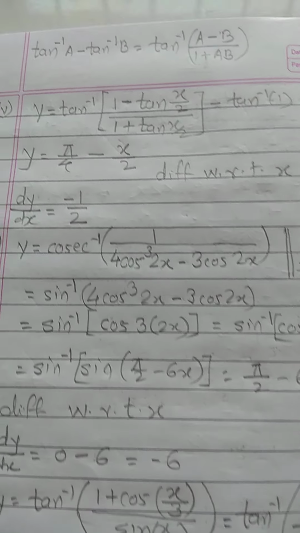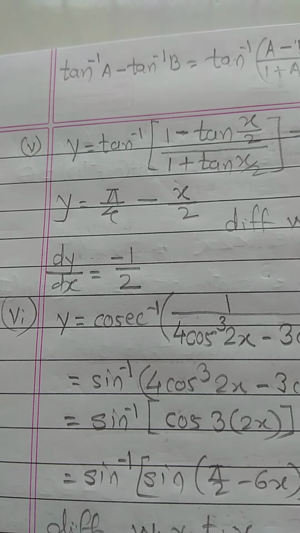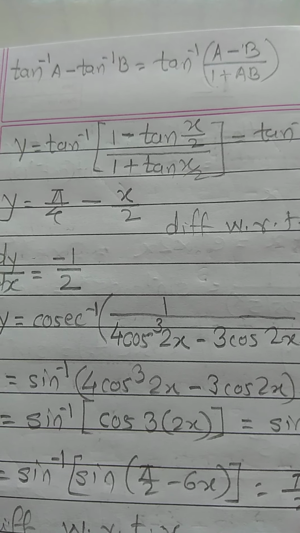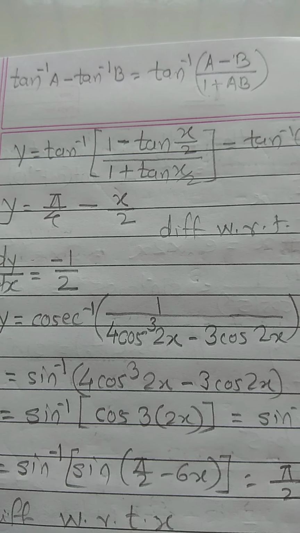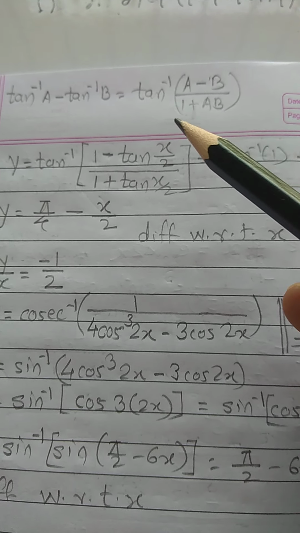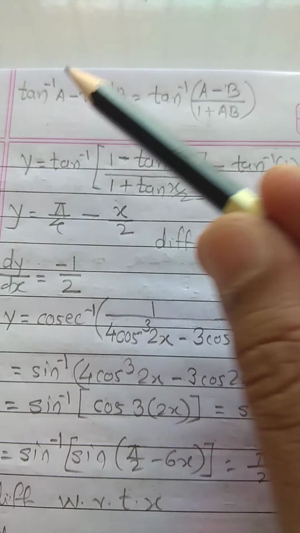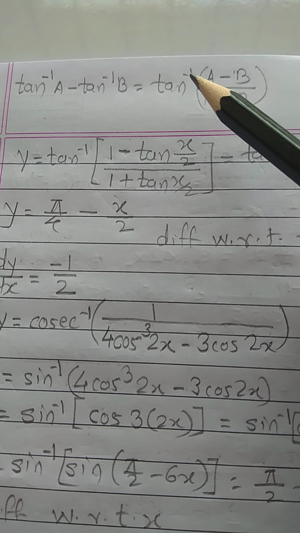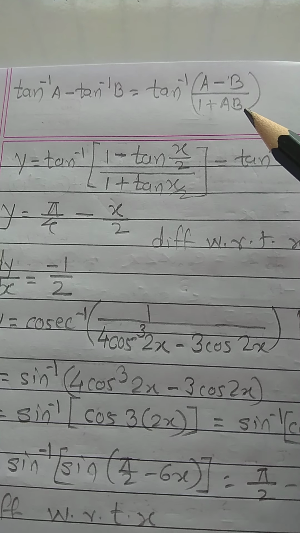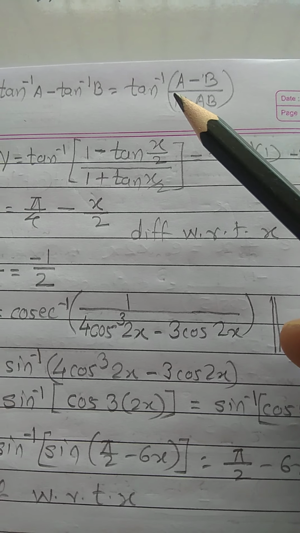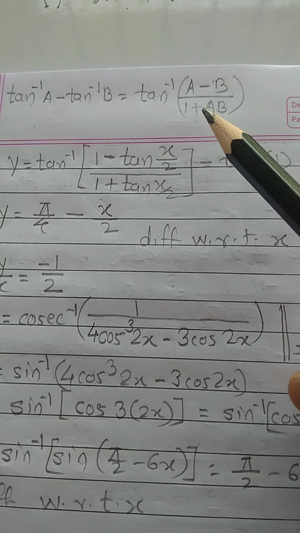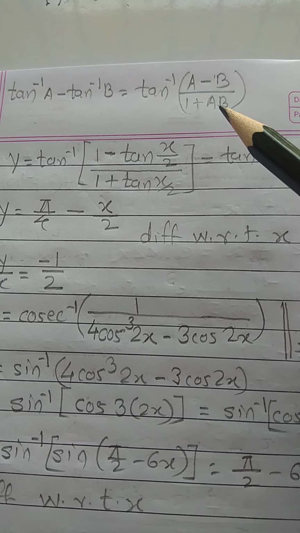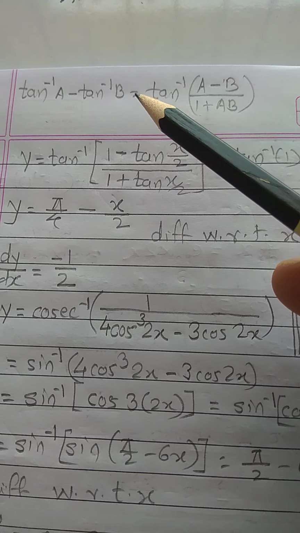Roman 5, y equal to tan inverse of 1 minus tan of x by 2 upon 1 plus tan of x by 2. Okay. So, we know the result: tan inverse of a minus tan inverse of b is equal to tan inverse of a minus b upon 1 plus ab. We will read this result in the reverse way: tan inverse of a minus b upon 1 plus ab is tan inverse of a minus tan inverse of b.